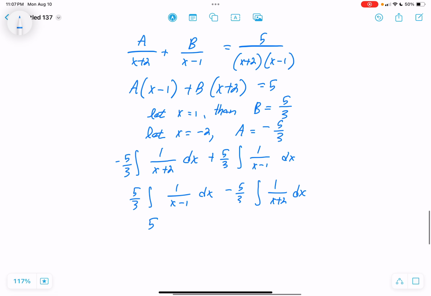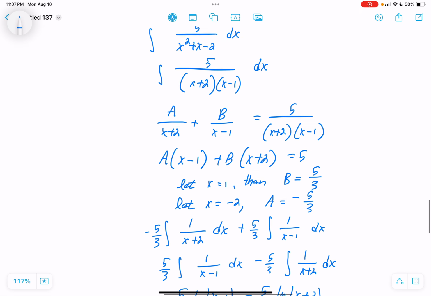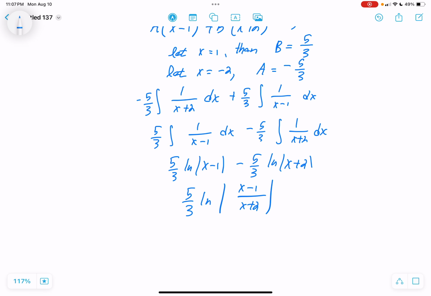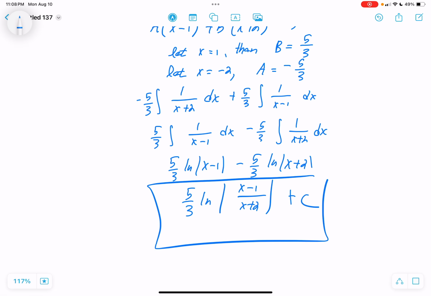Now, when I integrate this, I'm going to get 5/3 ln of the absolute value of x minus 1 minus 5/3 ln of the absolute value of x plus 2. Don't forget our c when we get to the end there. Factor out the 5/3, and this becomes ln of the absolute value of x minus 1 over x plus 2. And then all I have to do is plus c. And that right there is my answer.